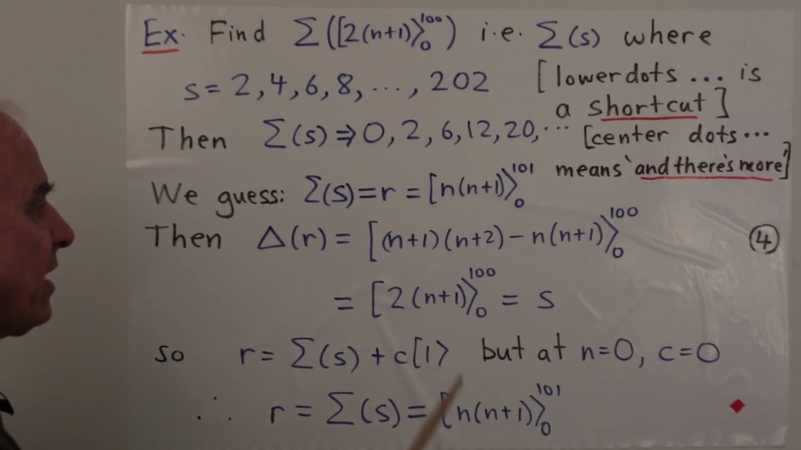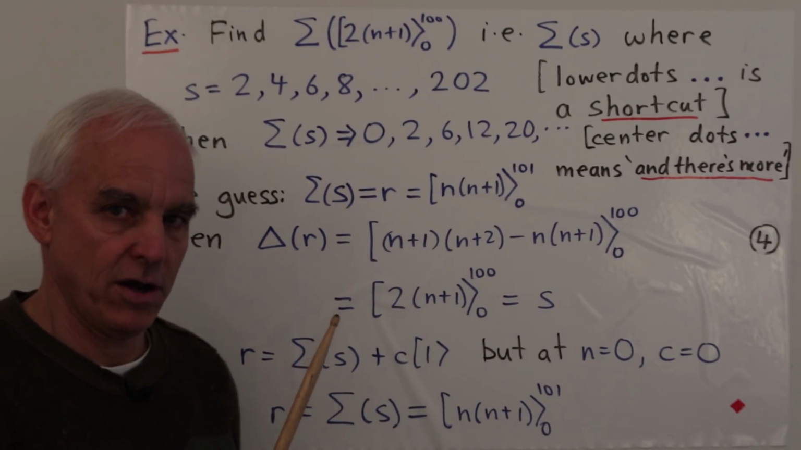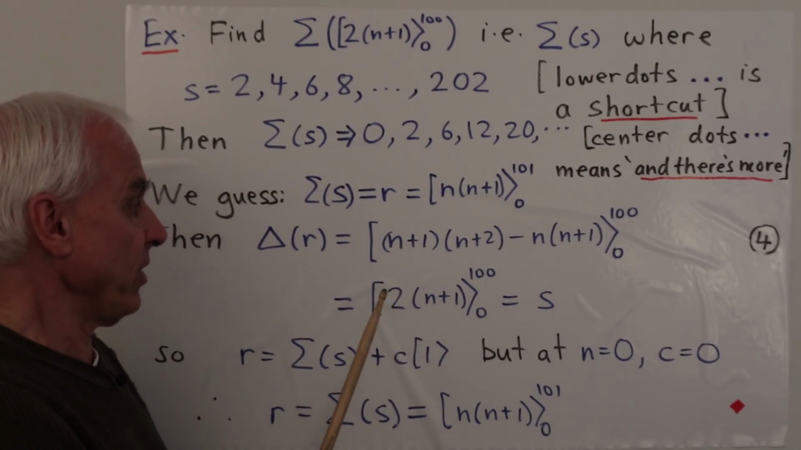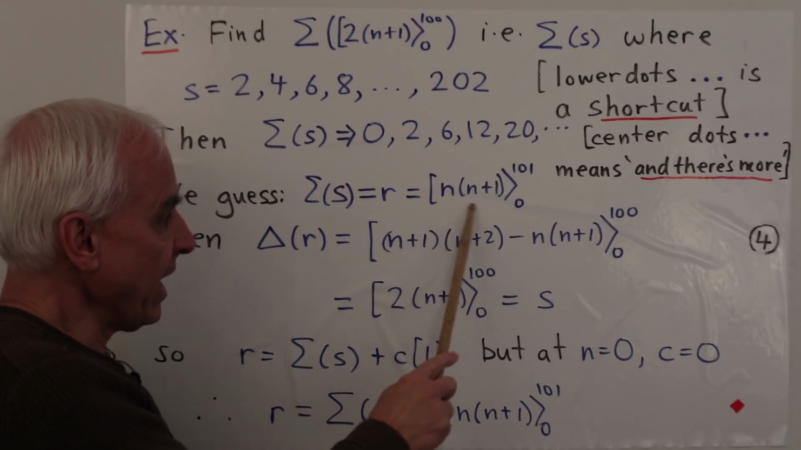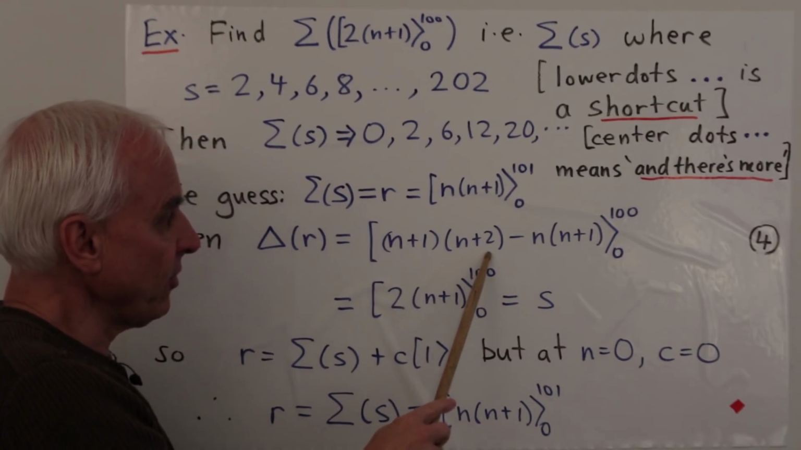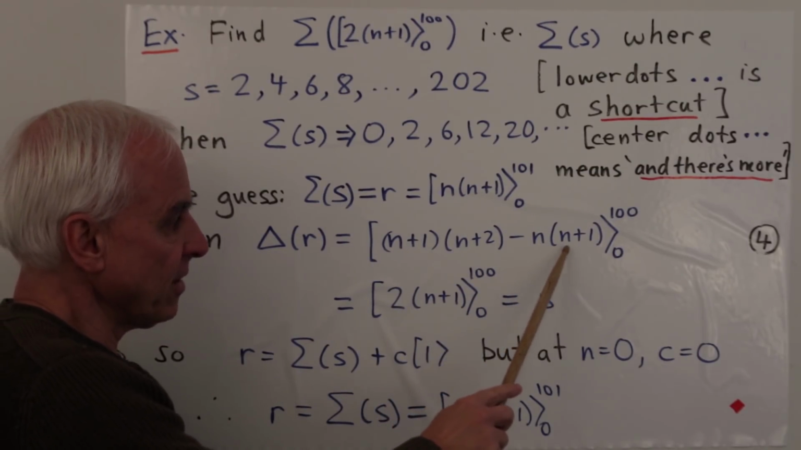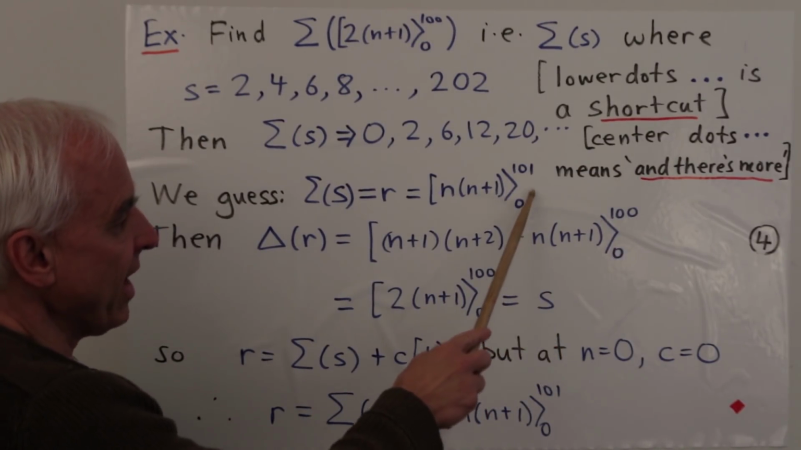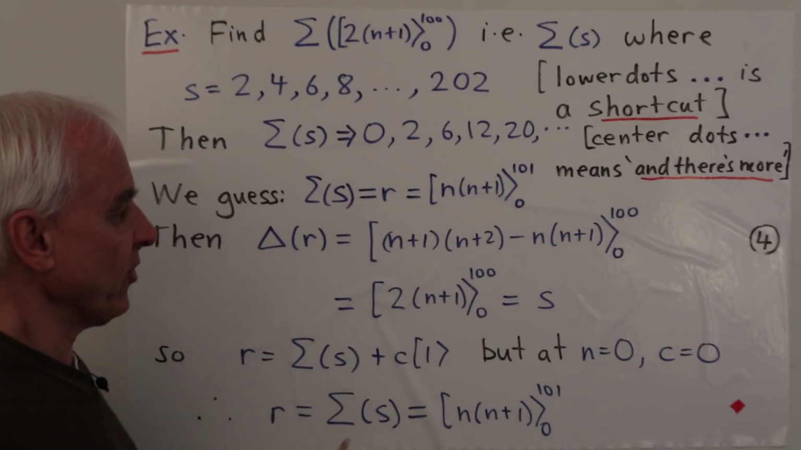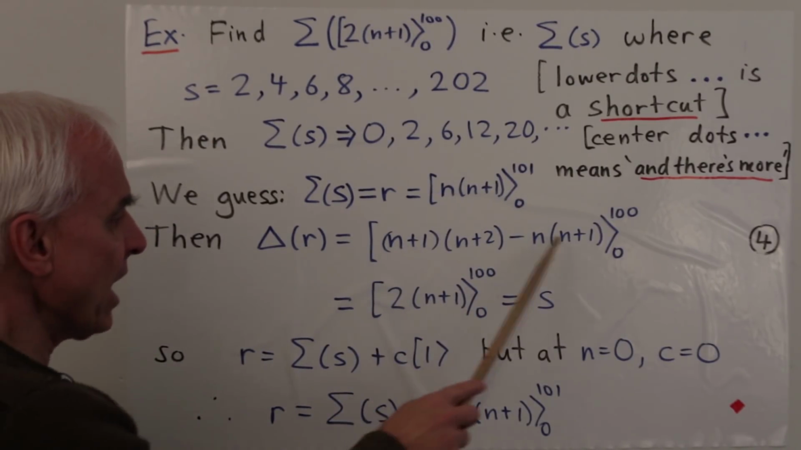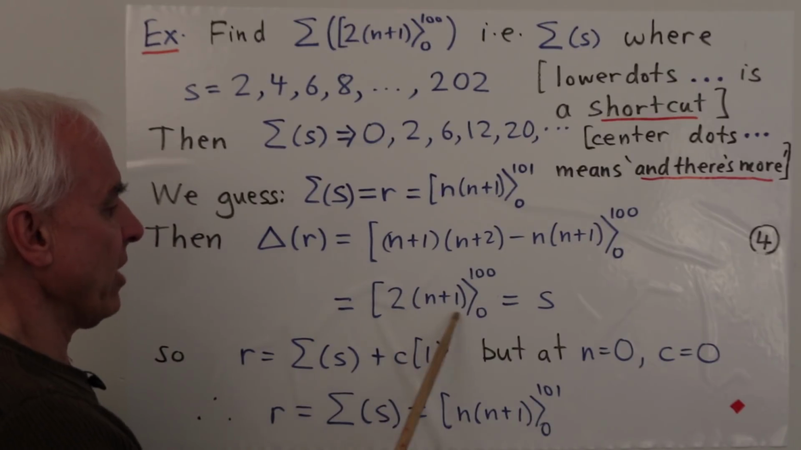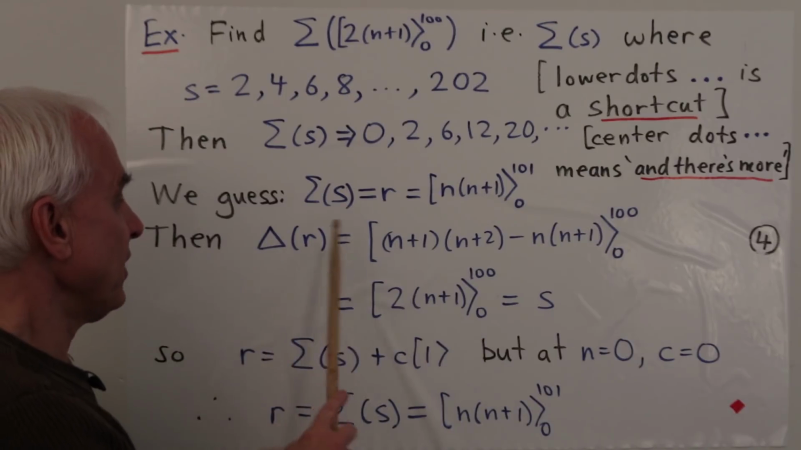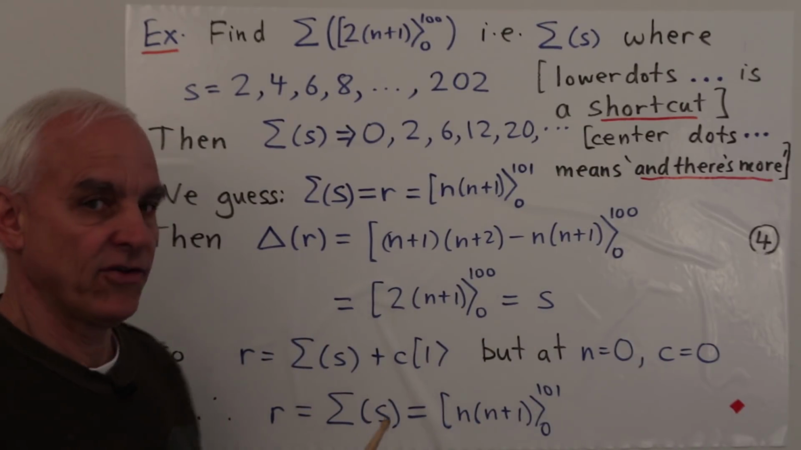check that by taking the difference of this thing here. The difference of this we can compute because it's relatively easy. We look at the value at n plus 1, which is n plus 1 times n plus 2, and subtract the value at n, which is n times n plus 1. And we're going from 0 to 100, one less than the sequence that we start with. What's inside here simplifies to 2 times n plus 1. And once we've done that, we see that indeed the difference of r is the original s that we found.